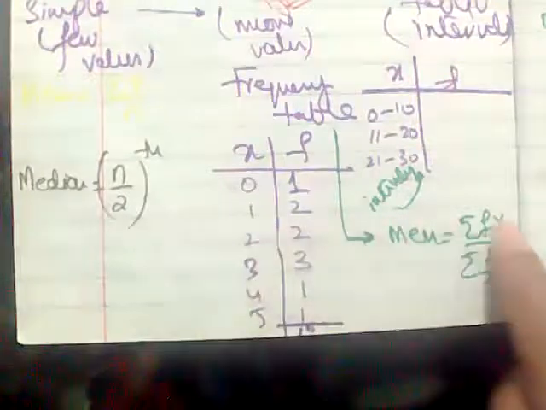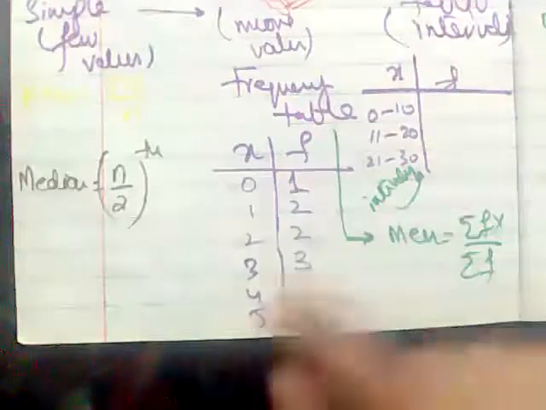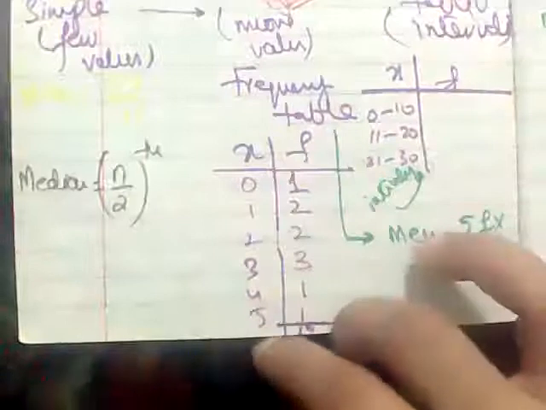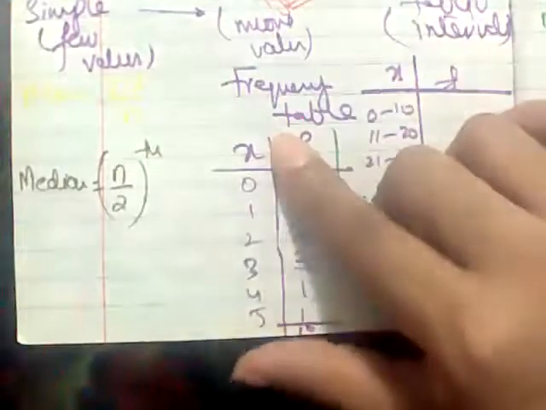So instead of writing all 60 marks in a line form, like 0, 1, 2, 2, 1, 0, something like this in a raw form, I would prefer to write in the frequency table form. तो ये इसी का फैमिली मेंबर है, राइट?